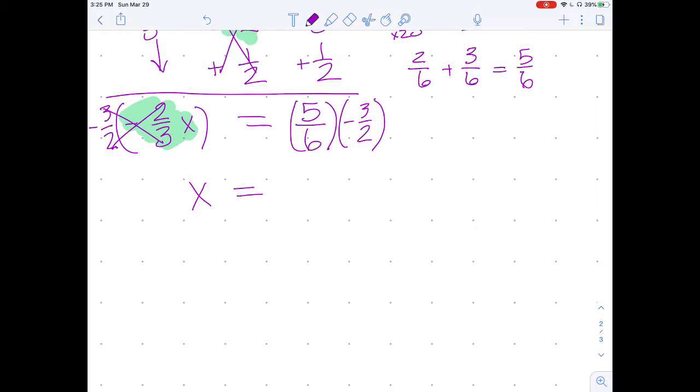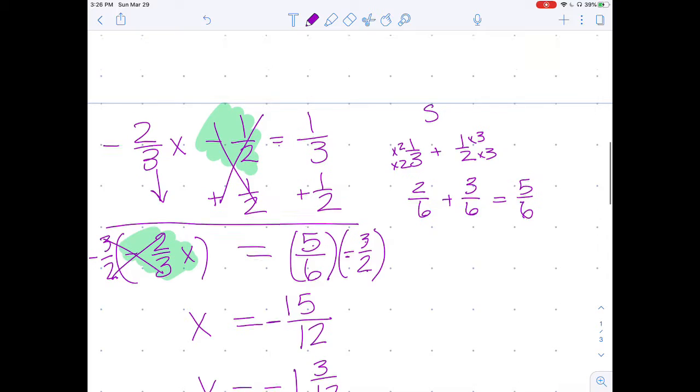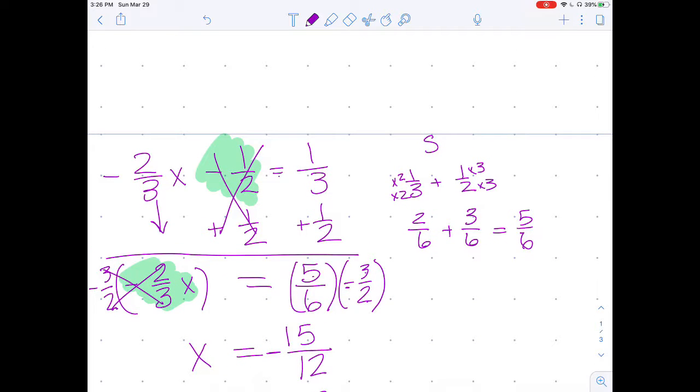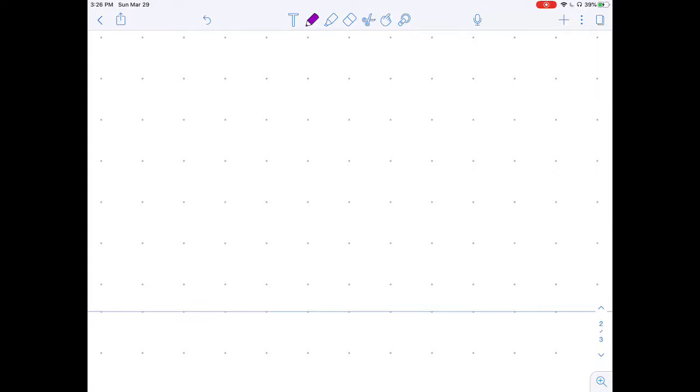So x equals 5 times 3 is 15. 6 times 2 is 12. Negative, because we got that negative right here. And then we can simplify it. 12 goes into 15 one time, and there's 3 left over. And if we simplify a little more, 3/12 is the same as 1/4. So each of these will have 2 steps to solving them. There will be like a multiply or divide, and an add or subtract. Okay, let's look at another one of these.